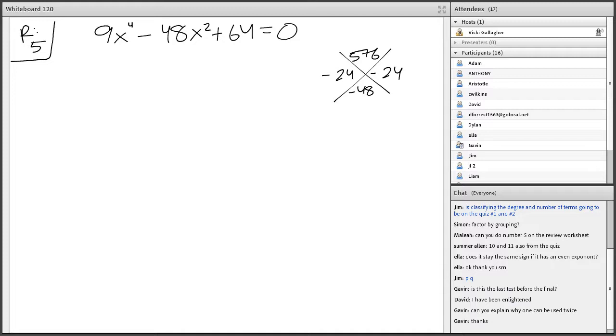From here, again, because of this 9 out front, you can either do the box or you can do factoring by grouping. I will do both because somebody asked about factoring by grouping earlier. So here's the box, my best friend. The box, that's a 2, not a 1.